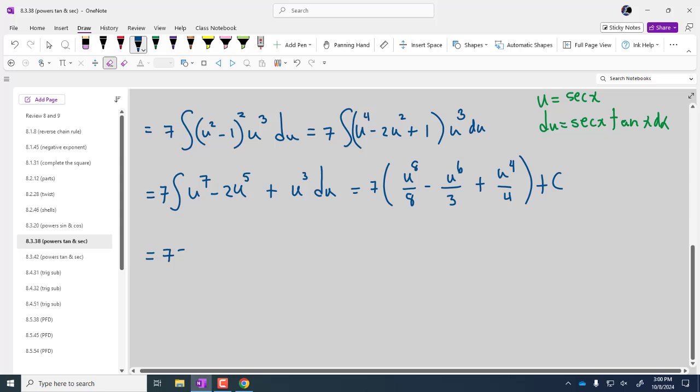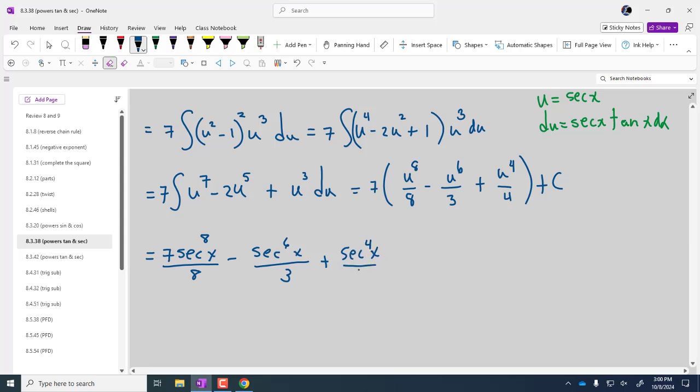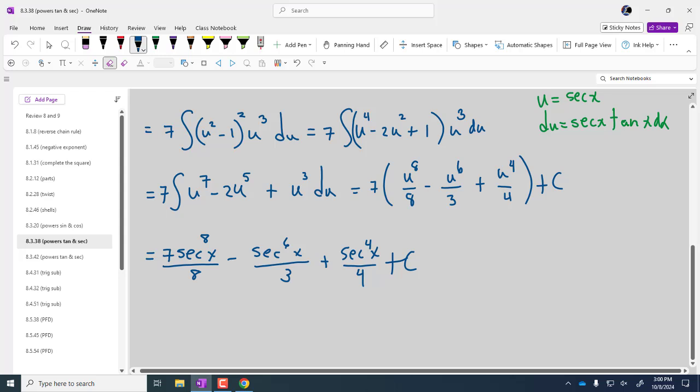So we're going to get 7 secant to the 8th of x divided by 8 minus secant to the 6th of x divided by 3 plus secant to the 4th plus c. And the 7's going to be multiplied throughout. Oh, did I not multiply it all the way through? Yeah, it should be multiplied through. So that should be 7 over 3 and 7 over 4.